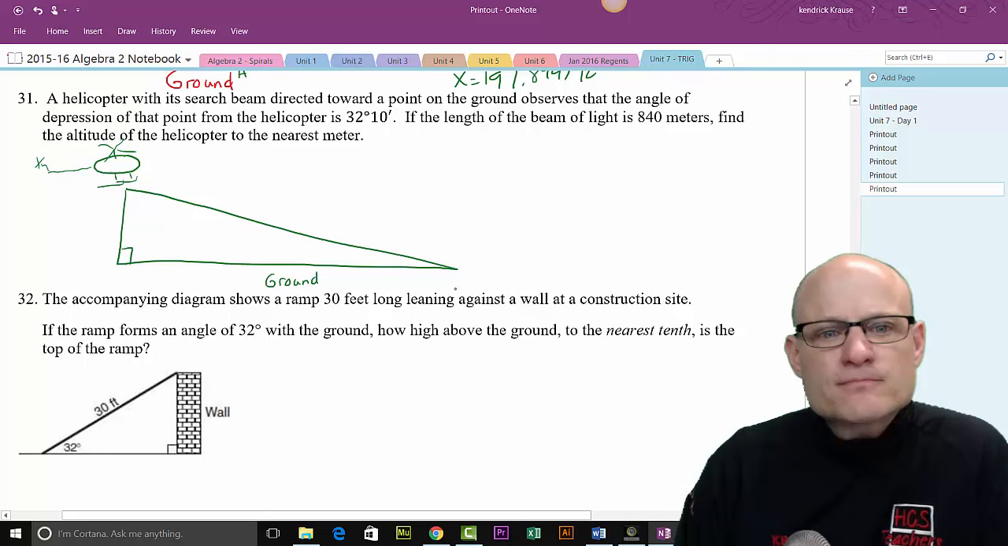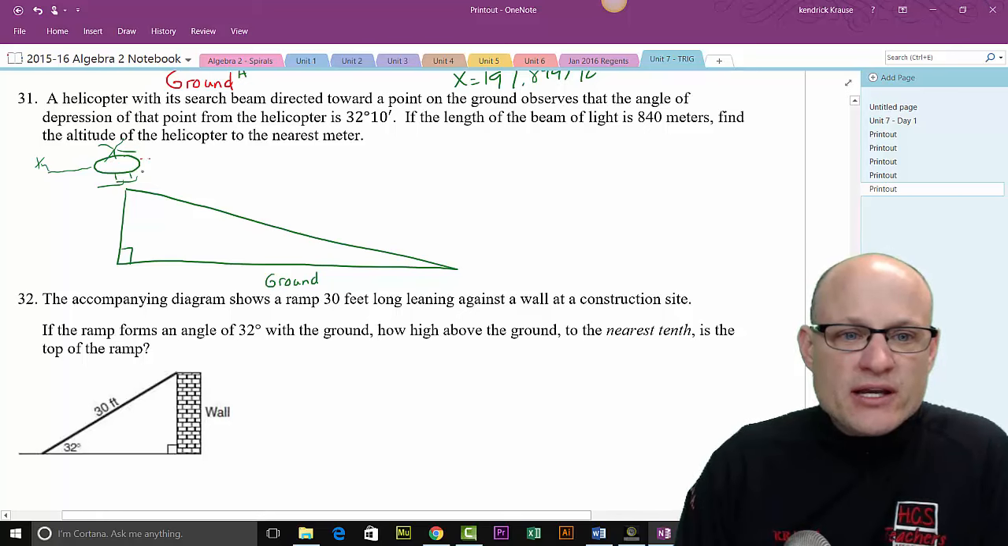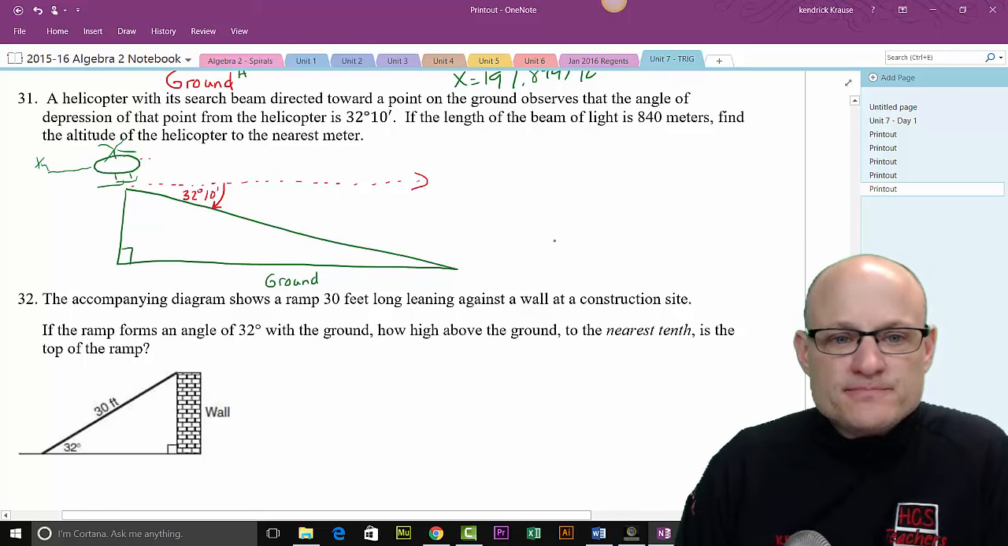Let's see, angle of depression, so we talked about this on Friday. If let's say the helicopter is looking straight out like this. So the helicopter is looking in this direction. Angles of depression come down. So this is 32 degrees, 10 minutes. And this is my point. And it tells me, somehow we know my beam of light is 840 meters long. And the question says, find the altitude of the helicopter. I want to find this.